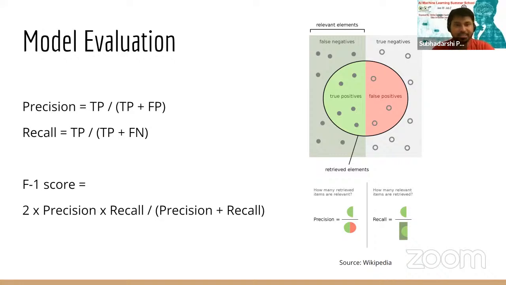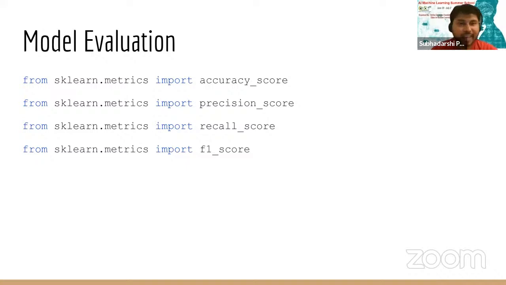I'll give this as a thought experiment. Think about a case where accuracy is misleading, and at the end of the presentation, if you think of a scenario where accuracy is misleading and F1 score is not, let me know. And this is how easy it is to compute all these numbers.